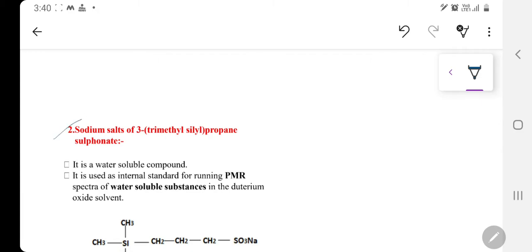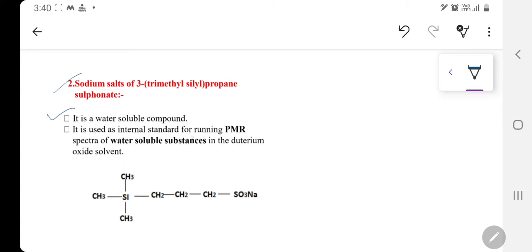The second one is the sodium salt of 3-trimethylsilyl propane sulfonate. It is a water soluble compound. It is used as an internal standard for running PMR spectra of water soluble substances in deuterium oxide, D2O, solvent.